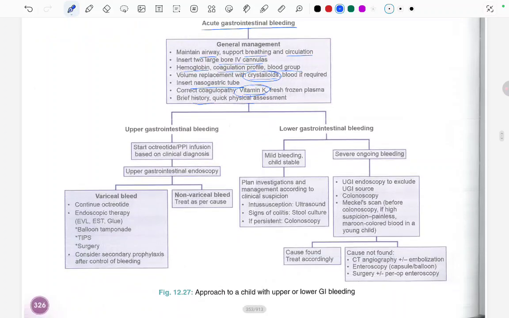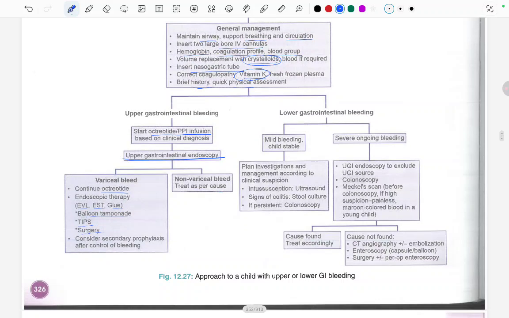Now coming to upper GI bleeding, start the octreotide or PPI infusion based on the clinical diagnosis. Upper gastrointestinal endoscopy needs to be done. Fine, and if it's variceal bleeding, continue the octreotide, endoscopic therapy by endoscopic variceal ligation or EST and glue, and there can be even balloon tamponade, TIPS and surgery. Consider secondary prophylaxis after control of the bleeding, and in non-variceal bleeding, treat as per the cause.